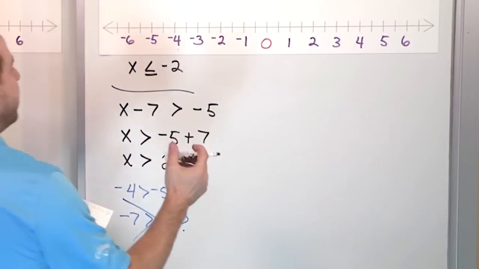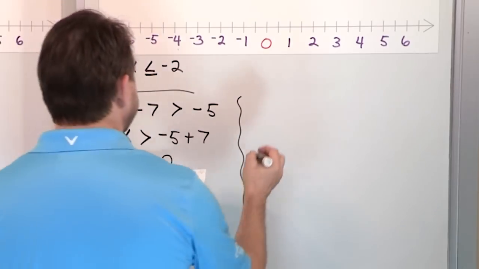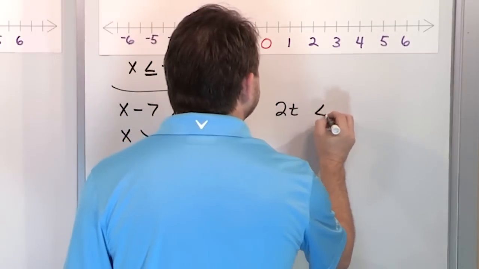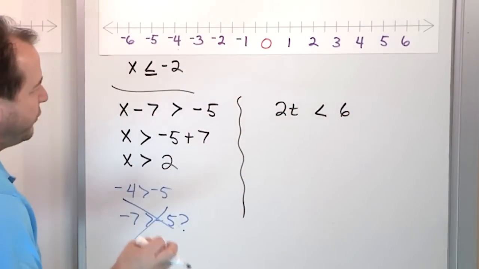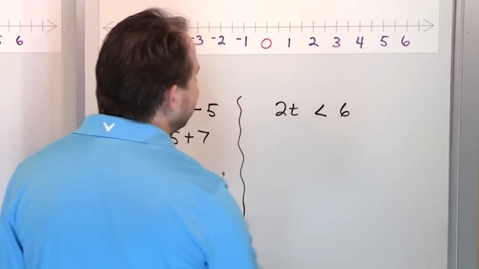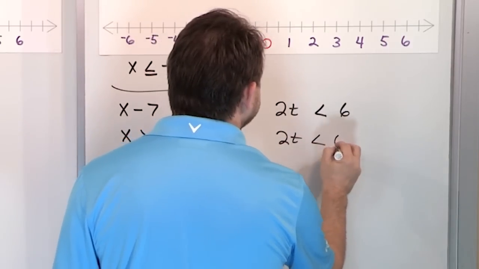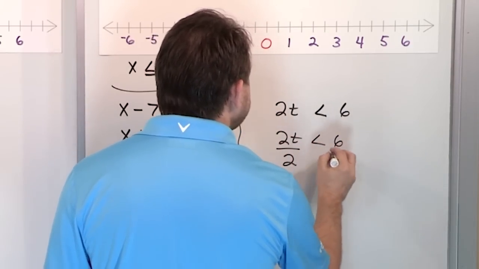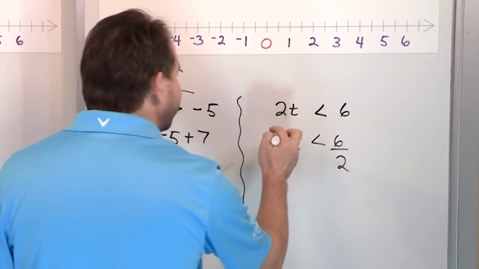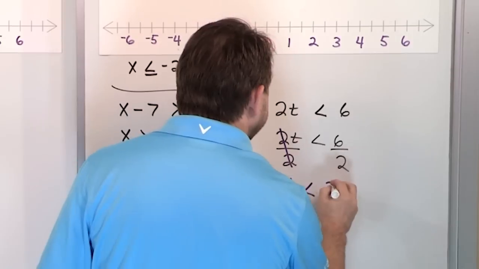So let's do one more simple one before we move on to a little more complicated ones. What if we had 2 times the variable t is less than 6? You basically just, in your mind, pretend that this is an equal sign. What would you do? Well, I would divide. I would have 2t less than 6. I would divide the left by 2, and if I do that, I have to divide the right by 2, so that this cancels. So I would get t on the left. 6 divided by 2 is 3.